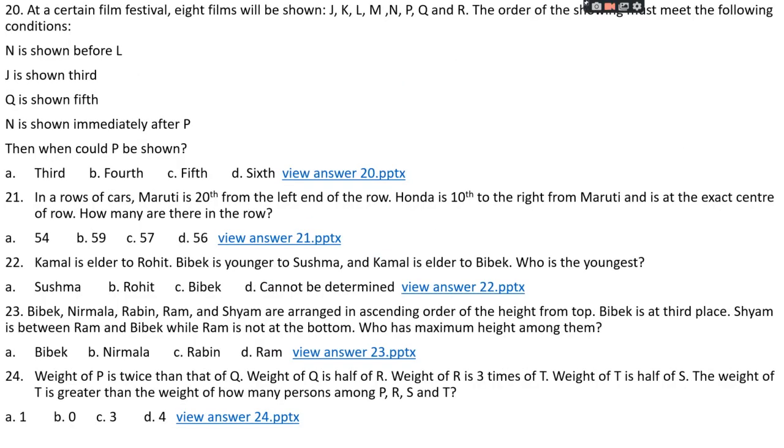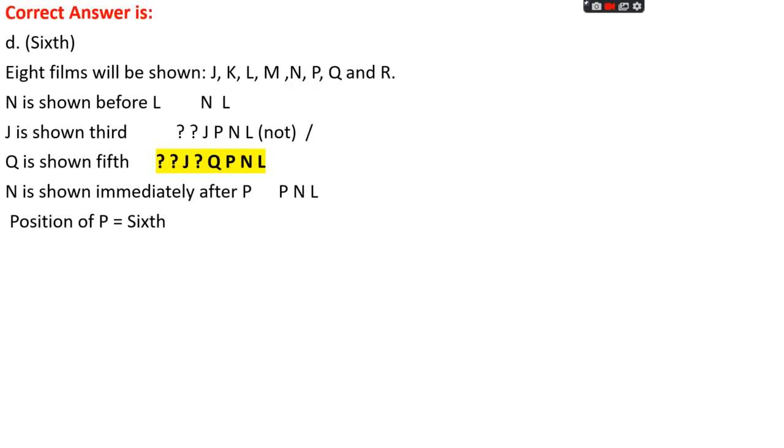Question number 20. At a certain film festival, 8 films will be shown: J, K, L, M, N, P, Q, R. The order of showing must meet the following conditions: N is shown before L, J is shown third, Q is shown fifth, N is shown immediately after P. Then P could be shown in which position? Option A, third. Option B, fourth. Option C, fifth. Option D, sixth. The right answer is option D, that is sixth.